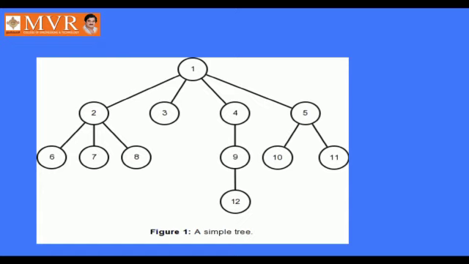A tree is nothing but a collection of disjoint subsets of trees, subtrees T1, T2, T3, and so on. That is, here the node 1 is called the root node. 2, 3, 4, 5 are called the children of the root node 1, and 6, 7, 8 are called the leaf nodes.